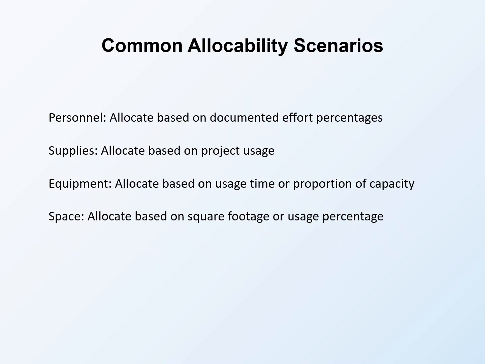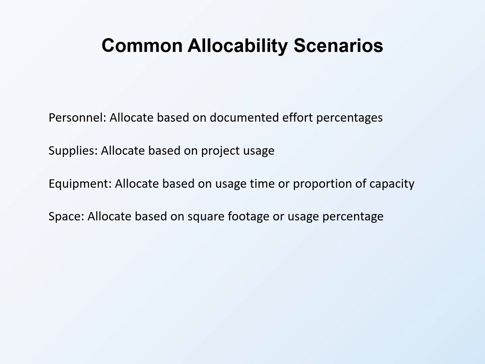Equipment used by multiple projects can be allocated based on usage time, proportion of total capacity, or other reasonable measures. If a specialized instrument serves one project 80% of the time and another 20%, costs might be allocated in that ratio. Document your allocation methodology.